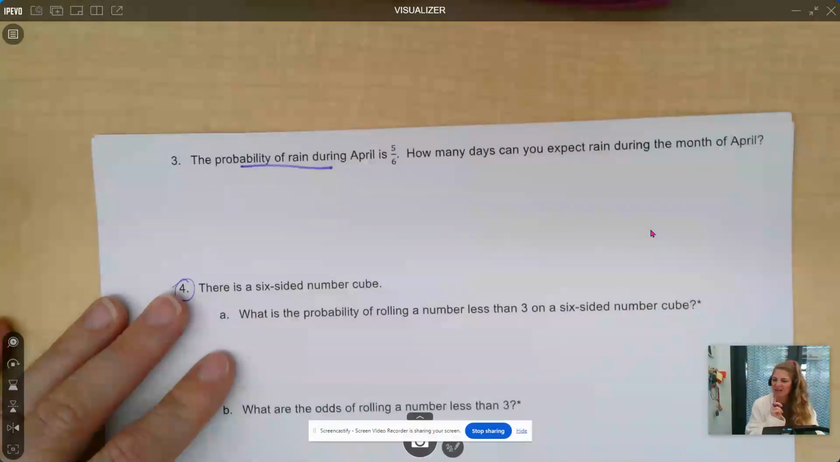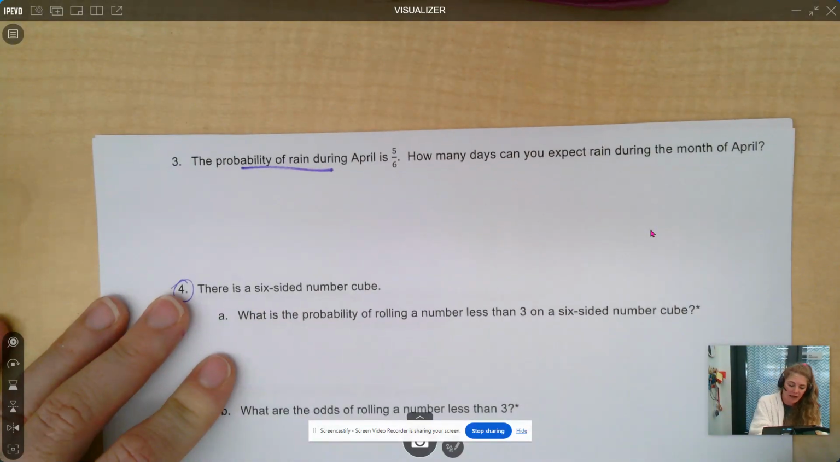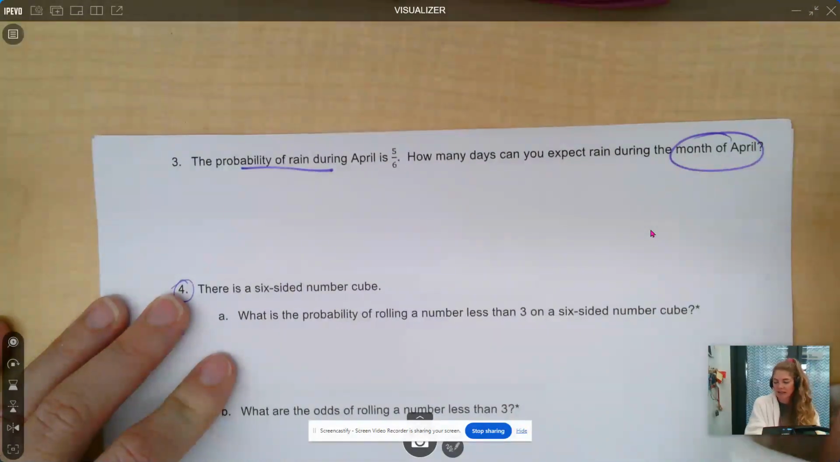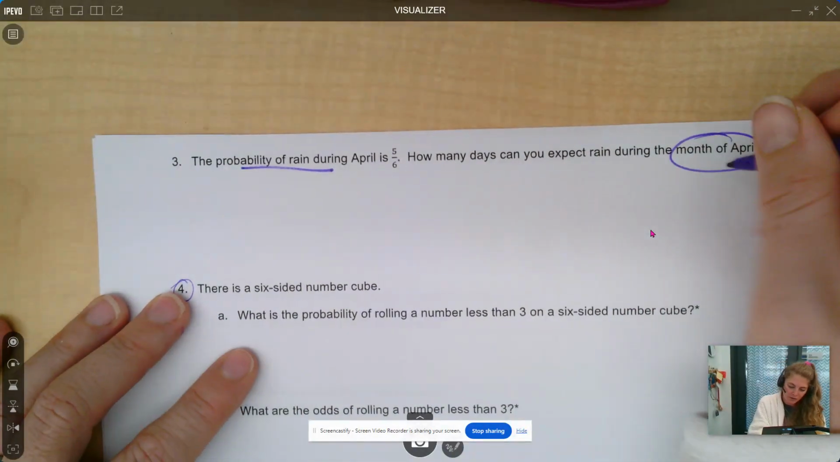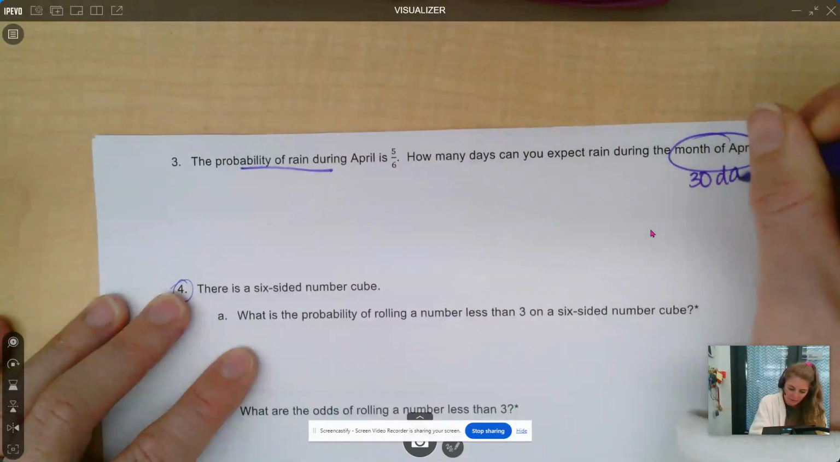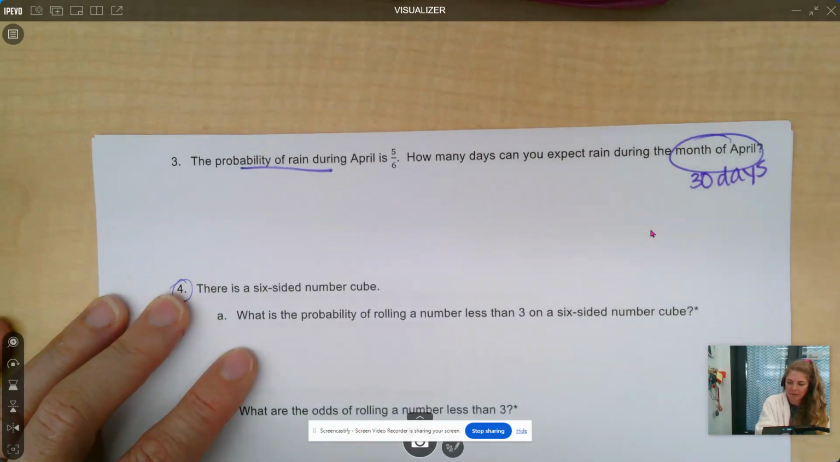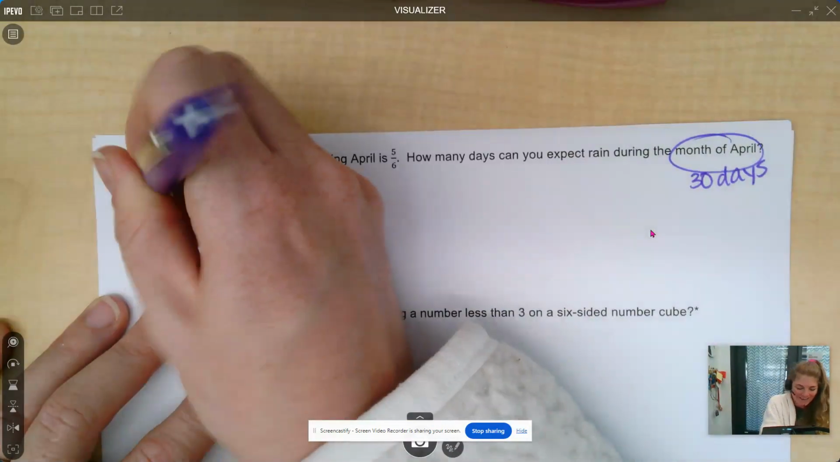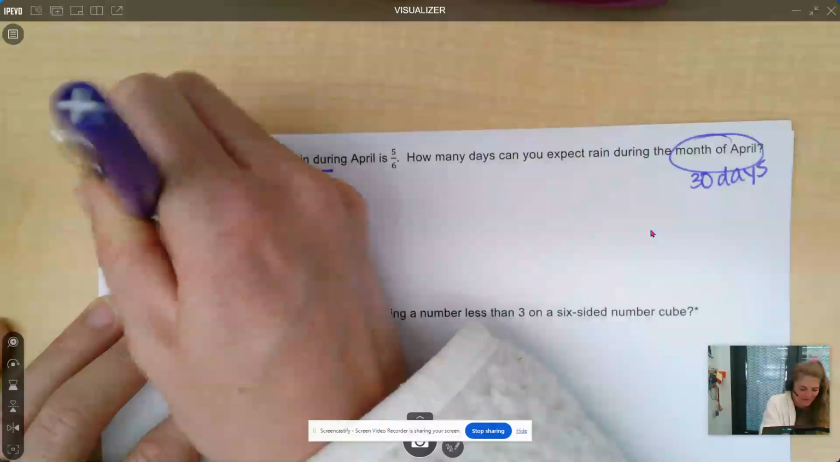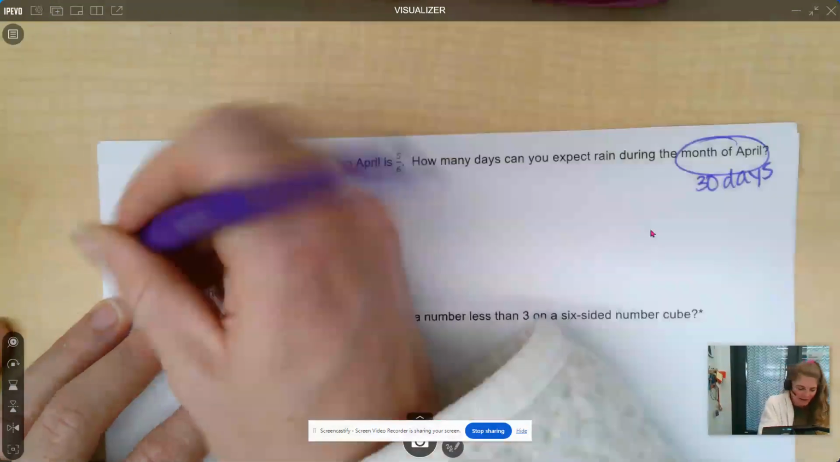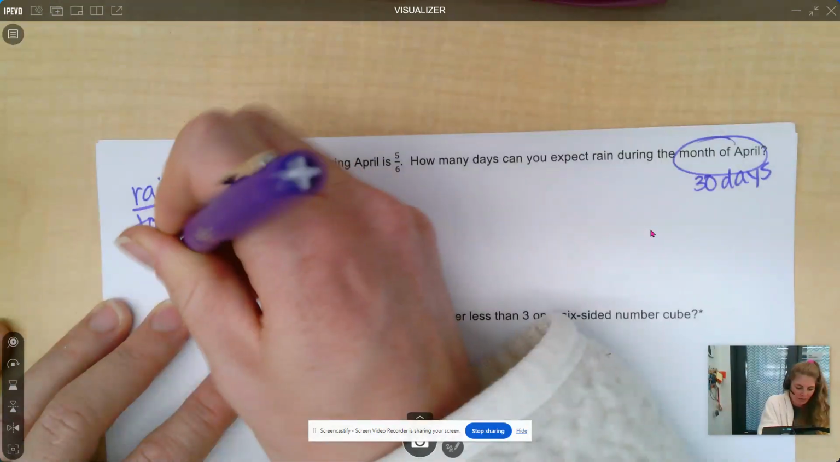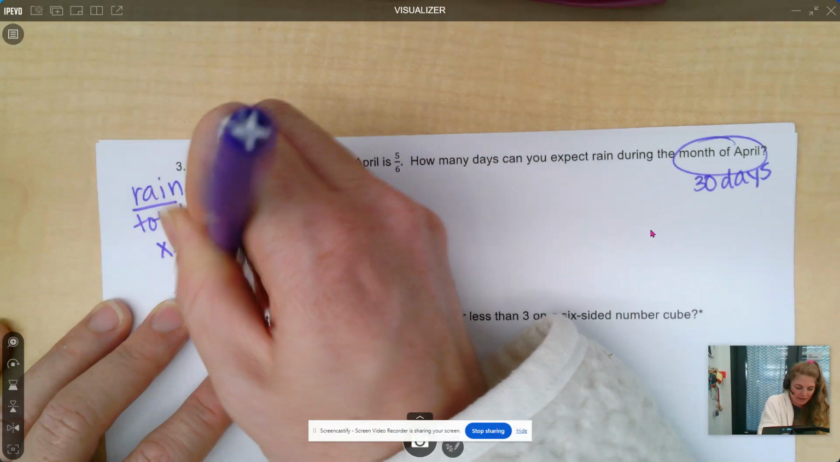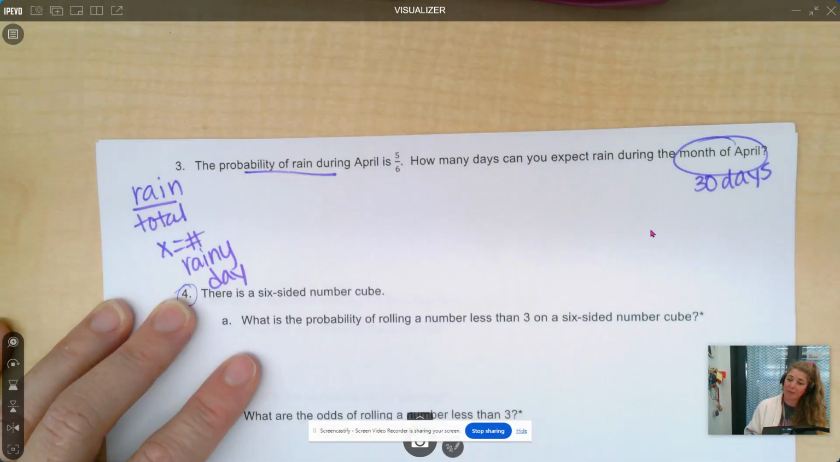Well, they don't give us another number. Oh, we know how many days are in April. The month of April, 30 days, has September, April, June, and November. There's only 30 days. Hope you know that little rhyme. It saved me a lot of times. Rain over total. X is going to be number of rainy days. April showers bring May flowers.